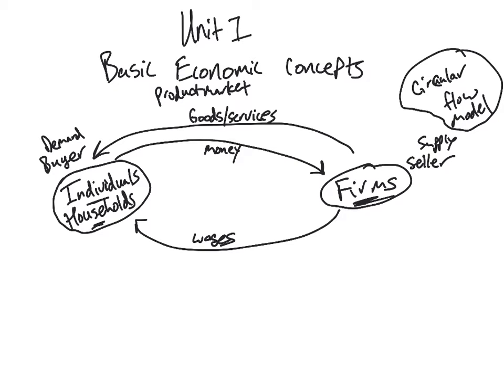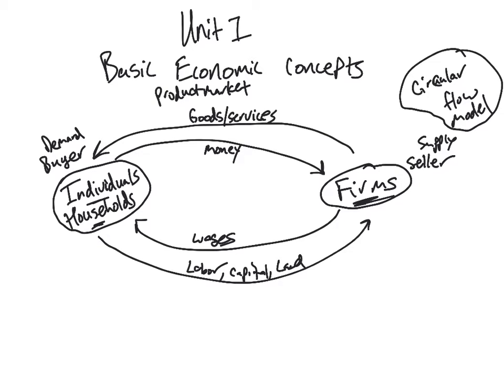So the firms get money and they spend money on workers and on machines. This is oftentimes our labor that we provide. Sometimes it's capital. Sometimes it's resources, which we'll call land. So land, labor, and capital is given to firms, and in return, individual households get wages. And this becomes the circular flow model.